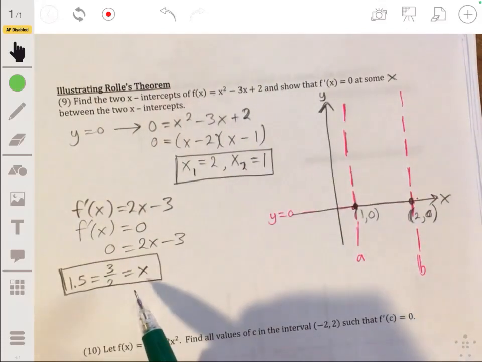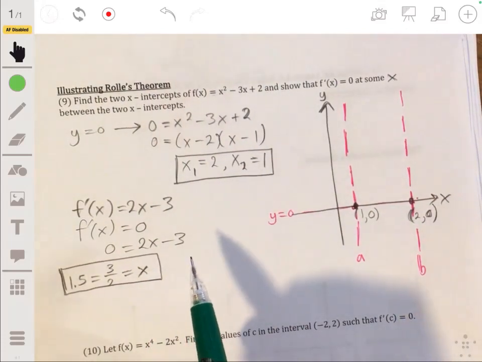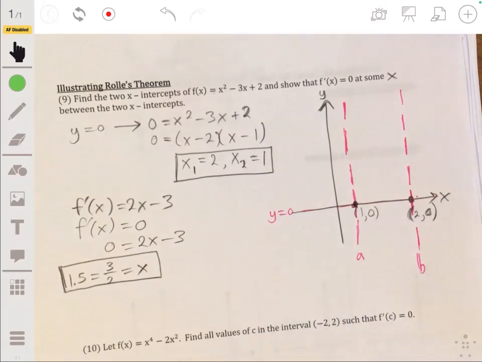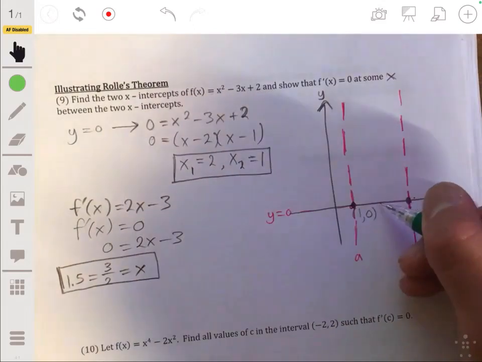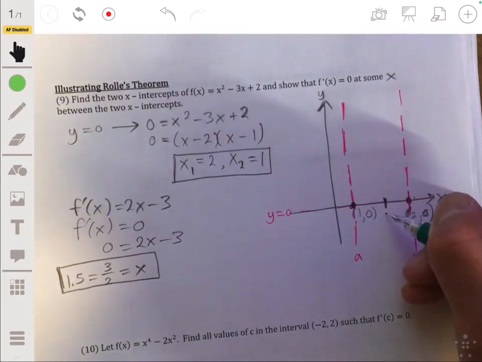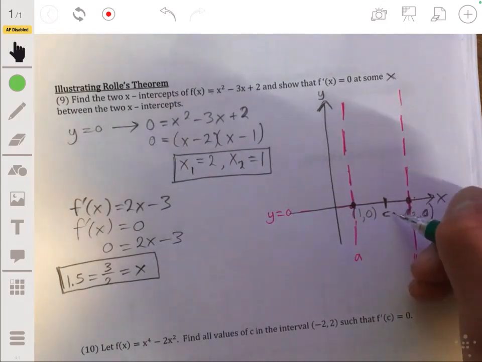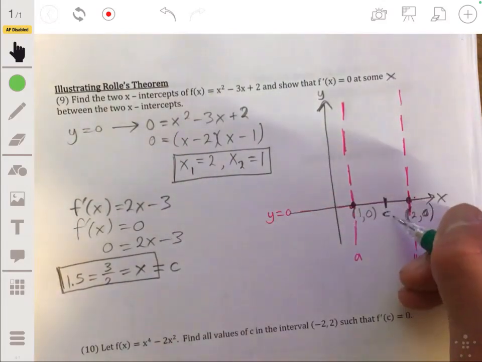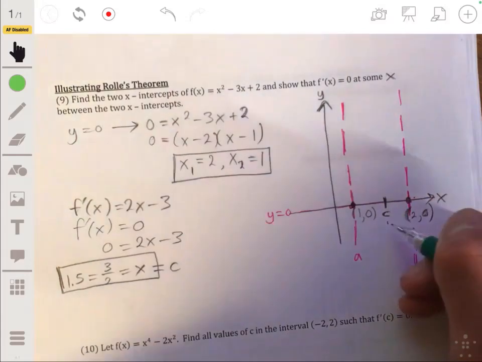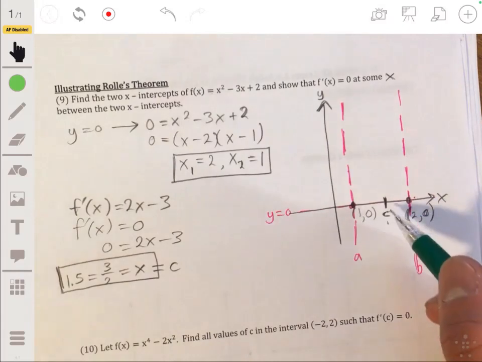So we're saying when x is 1.5 on the function, there's a horizontal tangent line at the point where x is 1.5, which is right in the middle here. So our c value is 1.5. So again, another way of writing c: 1.5.